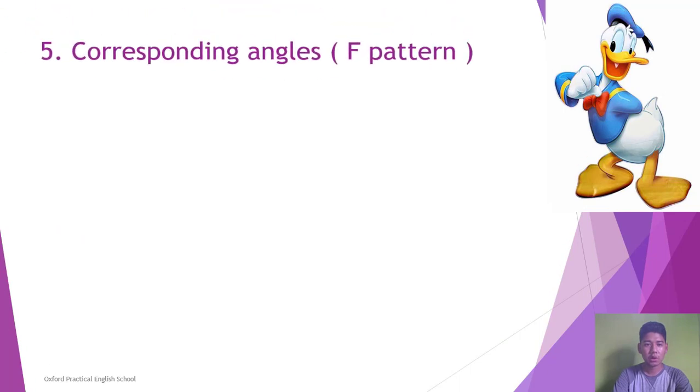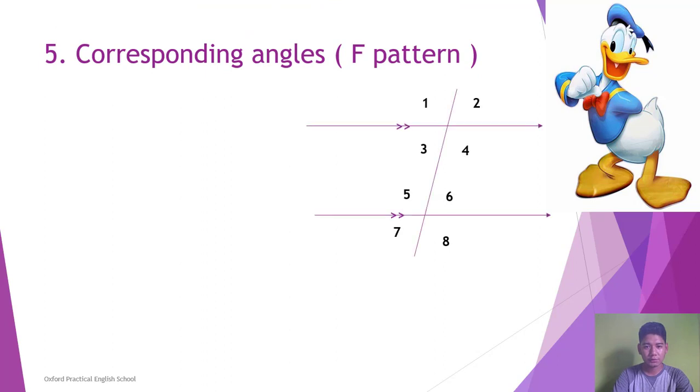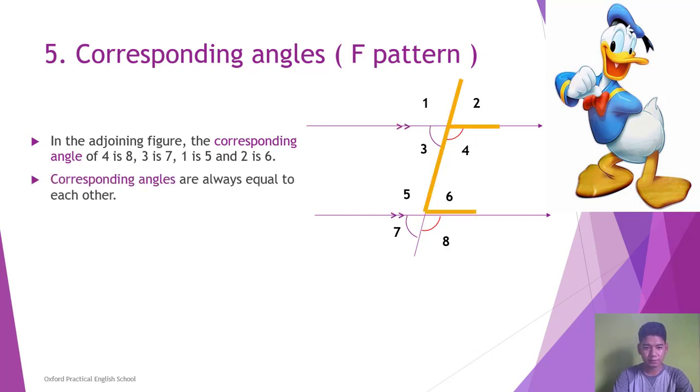Next type of angles is called corresponding angles and they are formed in F pattern. In the adjoining figure, the corresponding angle of 4 is 8. If we have a look at angle 4 and 8, they are formed in F pattern. Similarly, the corresponding angle of 3 is 7. Angle 3 and angle 7 are also formed in F pattern but opposite F. Similarly, the corresponding angle of 1 is 5 and 2 is 6.